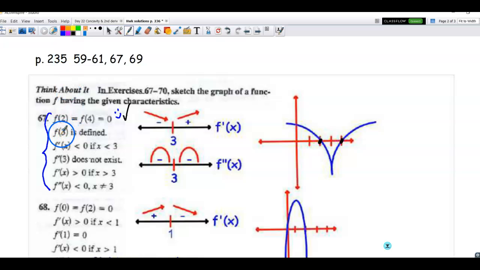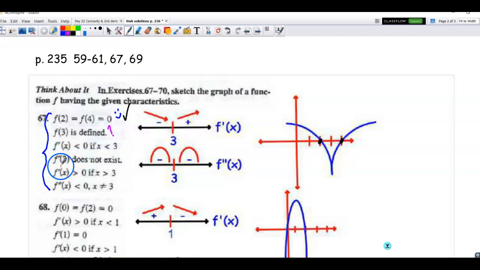The second item says f of 3 is undefined. So I would say, that's going to give me a question mark right there. If f of 3 is... f of 3 is defined. Wow, did I really misread that? f of 3 is defined, so I'm not sure how that's going to manifest itself, but okay, that's just telling me there is a y value at 3.